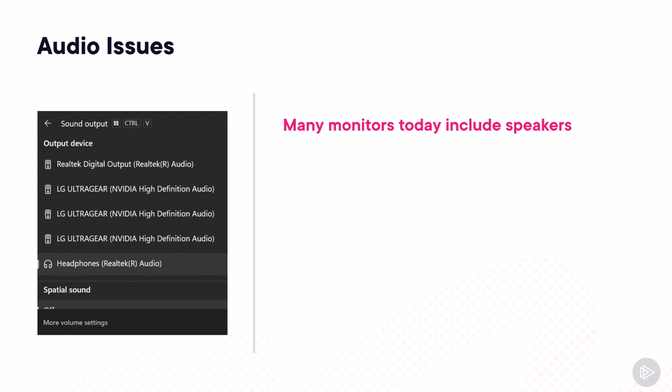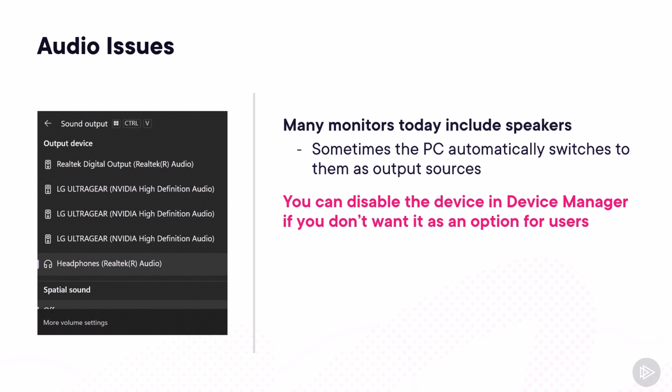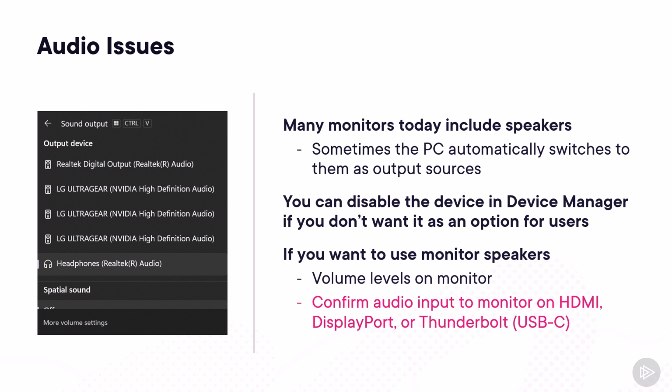Finally, most monitors today also include speakers, and sometimes the PC automatically switches to the monitor as an output source, which, if you want to use your headphones, it can be annoying. If your users never want audio from the monitor, you can disable them as audio devices in the device manager. But if you want to use the monitor speakers, make sure you check out the volume levels on the monitor and also make sure you use a cable that can pass audio and it's configured on the right input on the monitor. So a cable like HDMI, DisplayPort, or Thunderbolt.